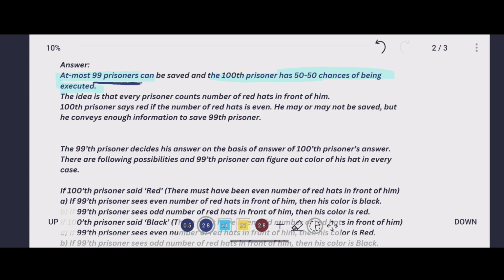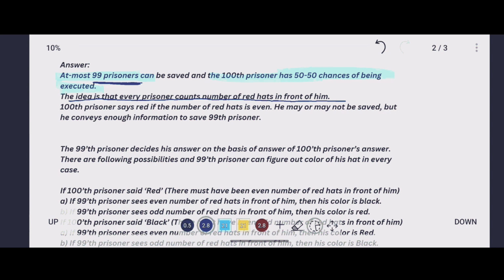See, the idea is very simple. The idea is that every prisoner counts the number of red hats in front of him. For example, I am the 100th prisoner. So what I have to do is that I have to just count the number of red hats in front of me. So whatever amount of red hats I am looking at in front of me, I just have to count them.